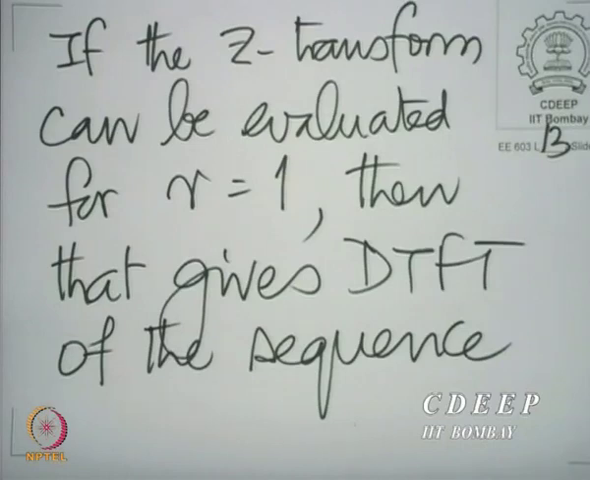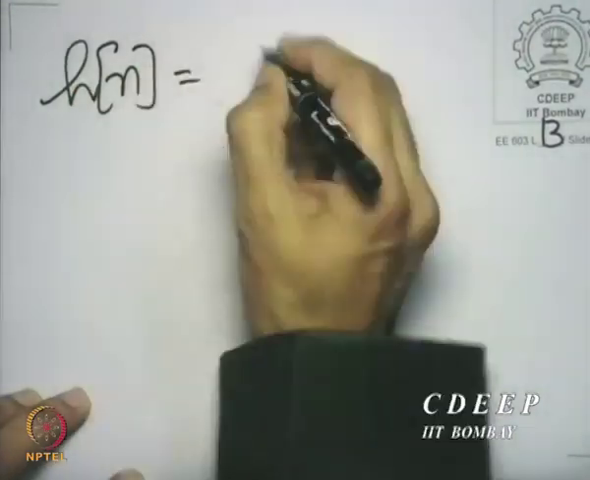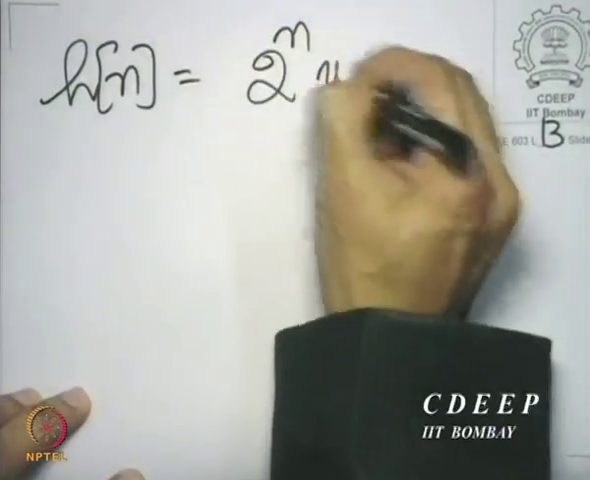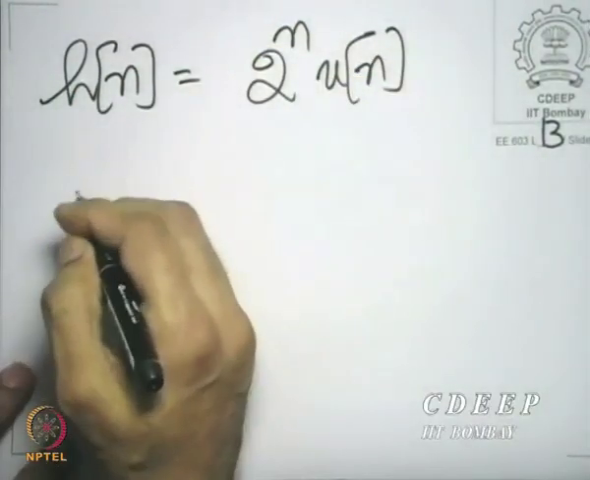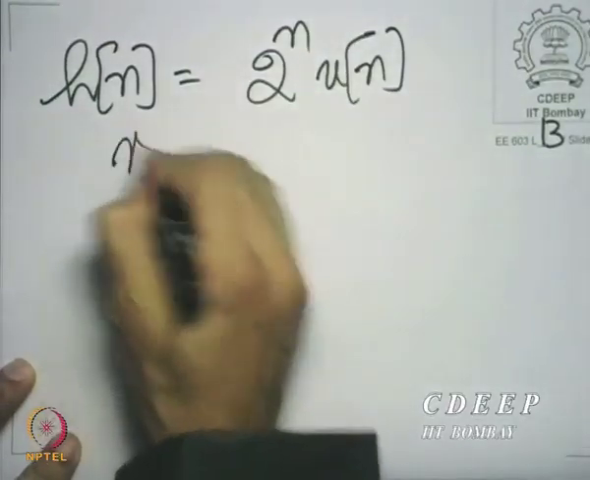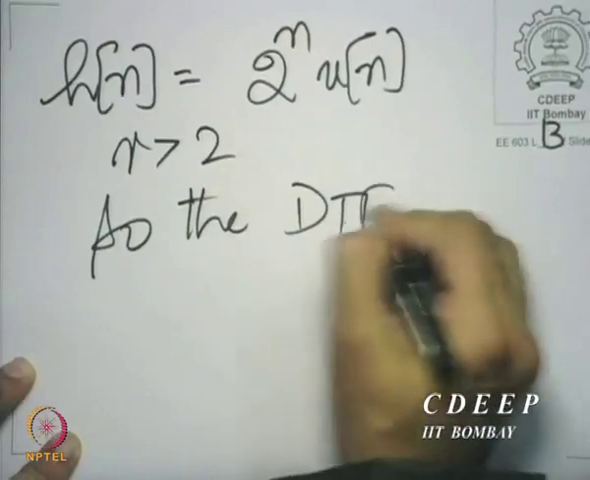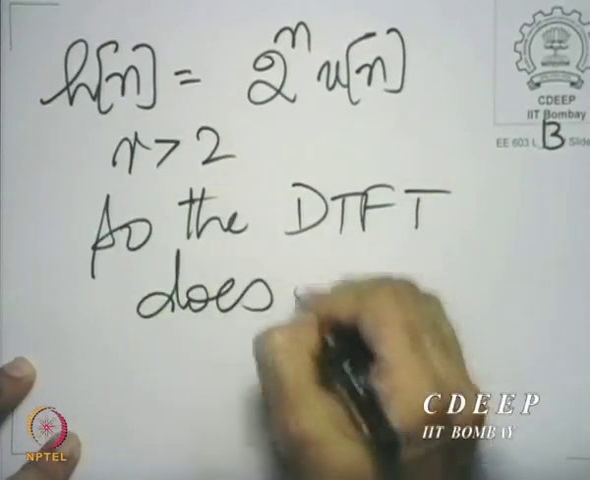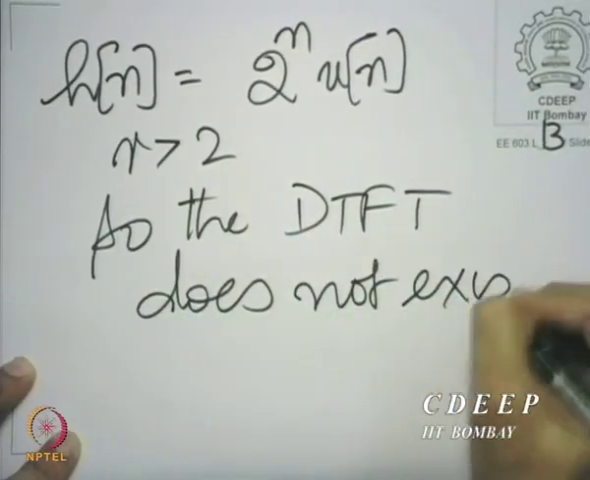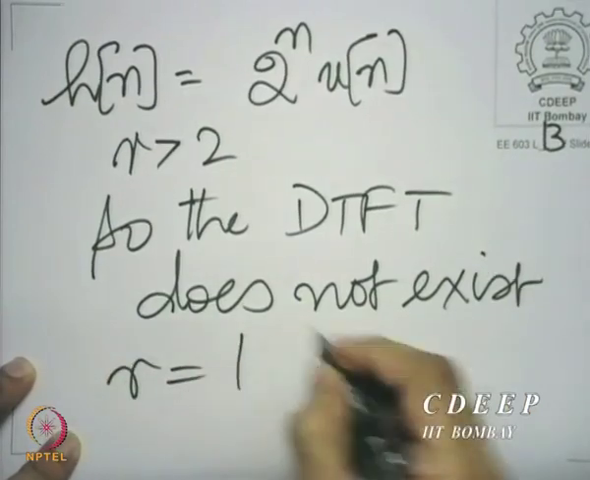Right. Let us take an example. Suppose we take this h[n] once again, (2ⁿ)u[n]. Of course, we need r to be greater than 2. So, the DTFT cannot be evaluated. The DTFT does not exist because r equal to 1 is not allowed.